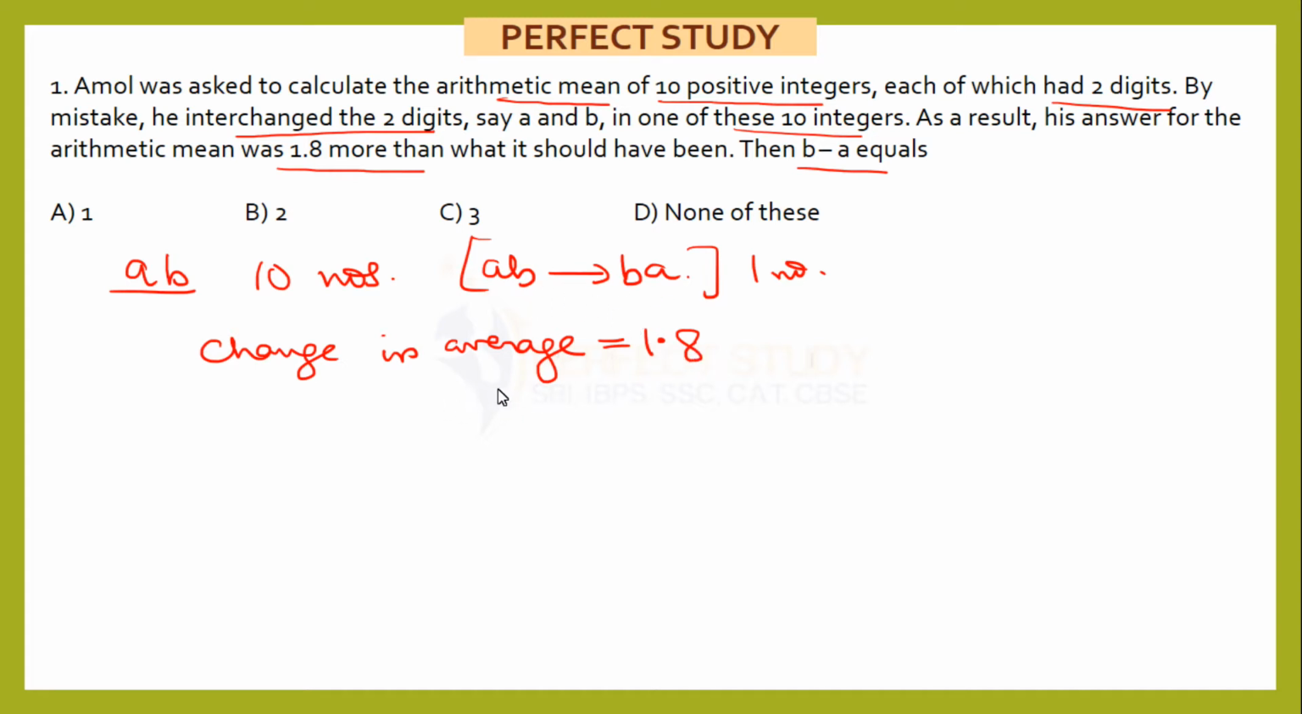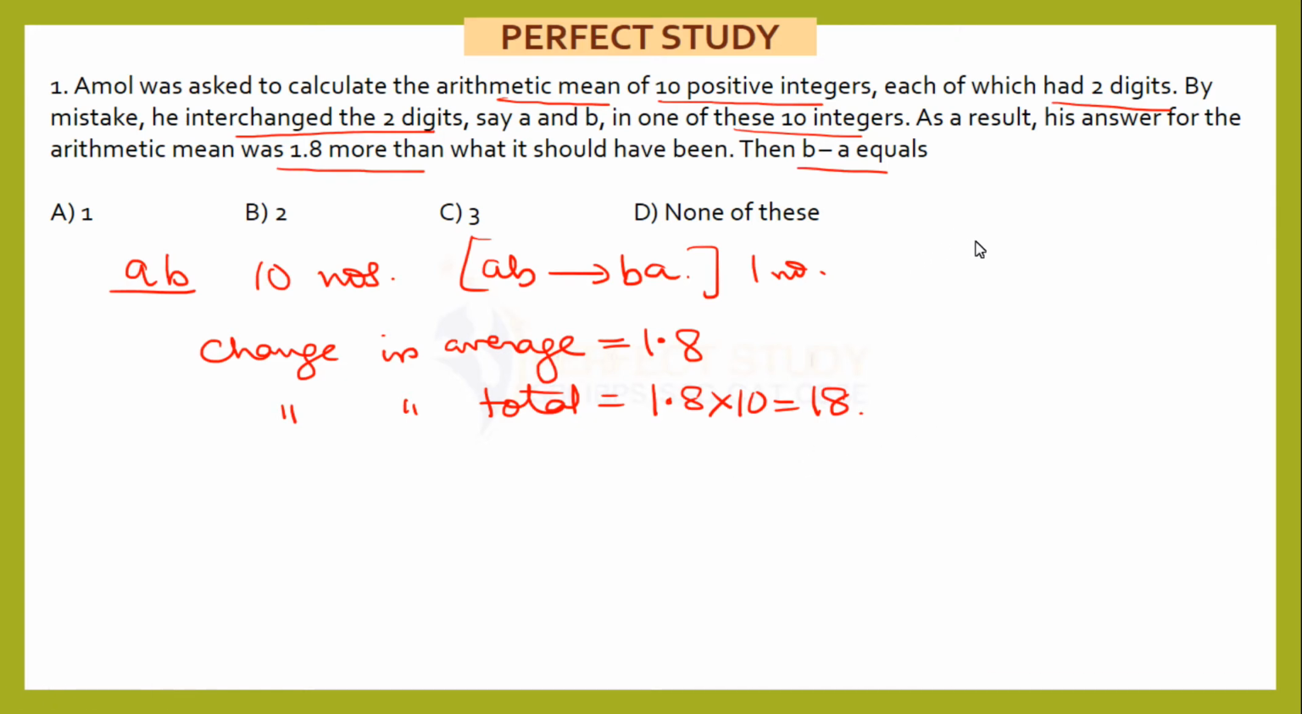Now the change in average because of this interchange is 1.8. And how many numbers are there? There are 10 numbers. That means the change in total will be 1.8 multiplied by 10 numbers. The total has changed by 18. Okay. Now here we have to understand the concept, and if we understand the concept, immediately we will get the answer.